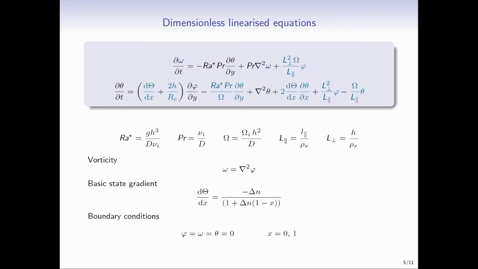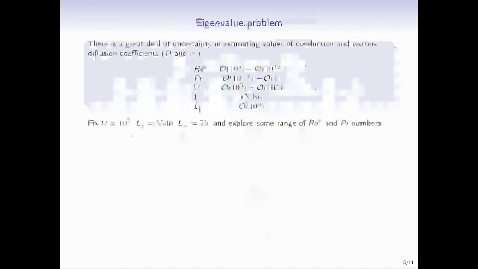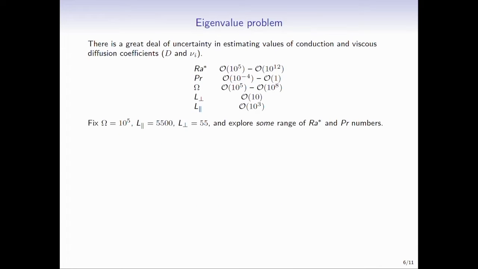You can also identify analogs for the Rayleigh and the Prandtl number, but note that the Rayleigh number doesn't contain the factor that would describe the density or the temperature difference across the layer. So it really just measures the strength of gravity against the viscous dissipation rather than full buoyancy. Speaking of parameters, there is great uncertainty in estimating the diffusion parameters, and this breeds uncertainty in my dimensionless parameters, as summarized in this table.